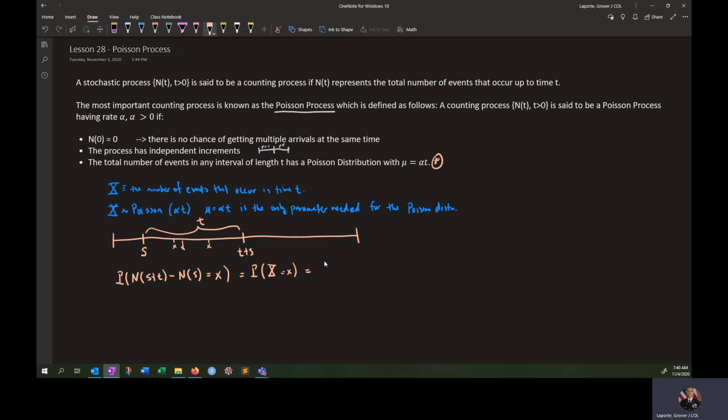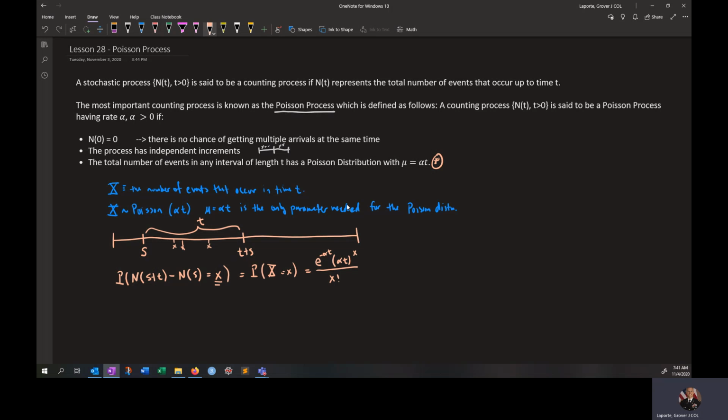It's a Poisson distribution, and what does a Poisson distribution look like? It's e to the negative alpha t, times alpha t to the x, whatever this value is that you're trying to calculate the probability with respect to, over x factorial. So that is the probability that we're talking about here.